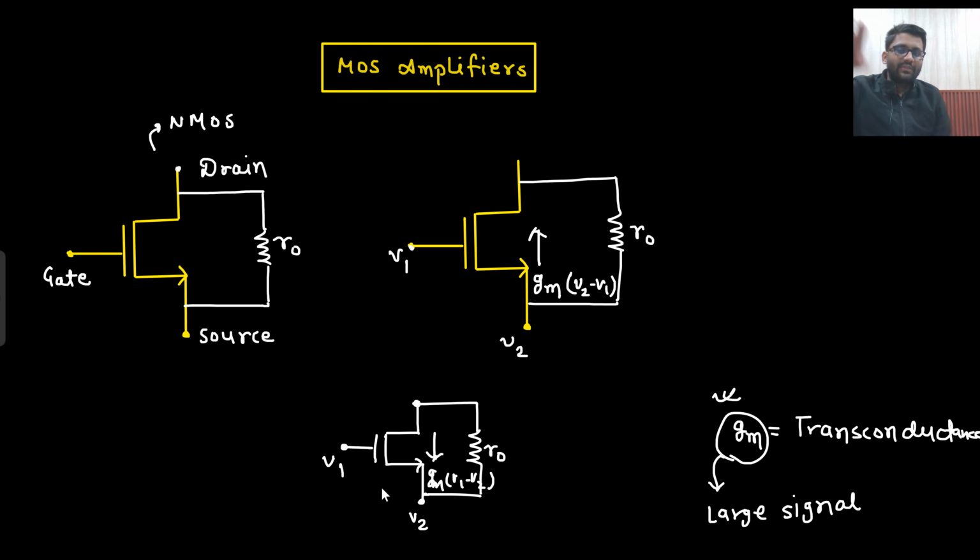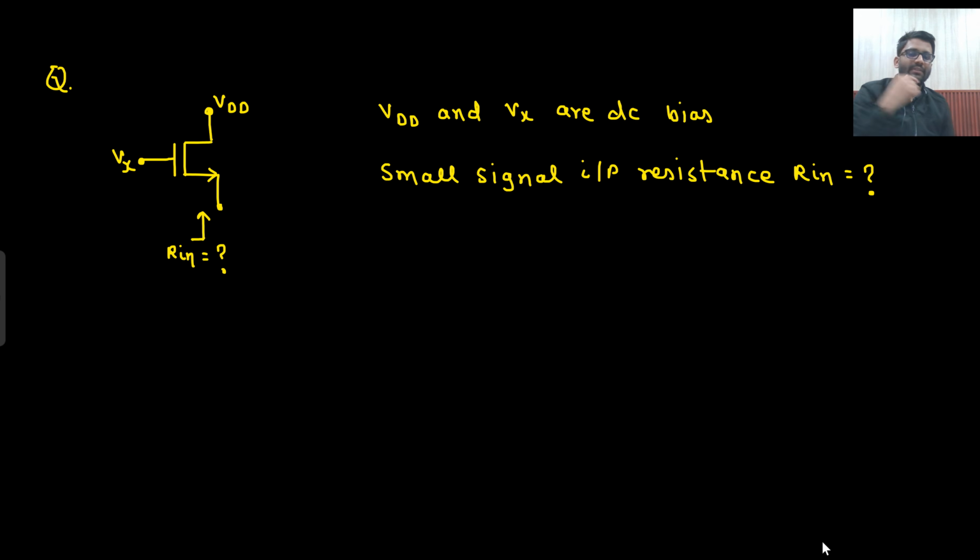So this particular circuit was known as NMOS, and here you have seen this is gate, this is source, V1, V2. Write down the current direction, and then there is an R naught present, which will not be shown in the examination, but you have to assume this R naught on your own. Okay, so we will come to this particular structure, but first let's solve some problem. First let's solve this question.